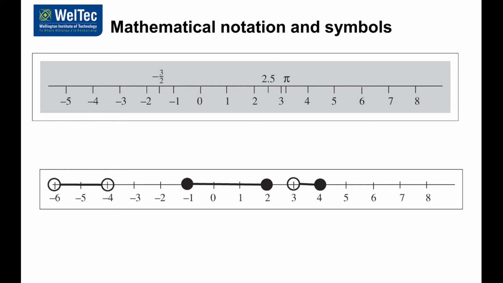Any real number can be represented by a point on a number line, whether rational or irrational. We could have 3 over 2, that's rational. We could have root 2, we could have pi. All of these can be put somewhere on here, like 1.5 could be put there, for example. Negative 3 over 2 could be put there.